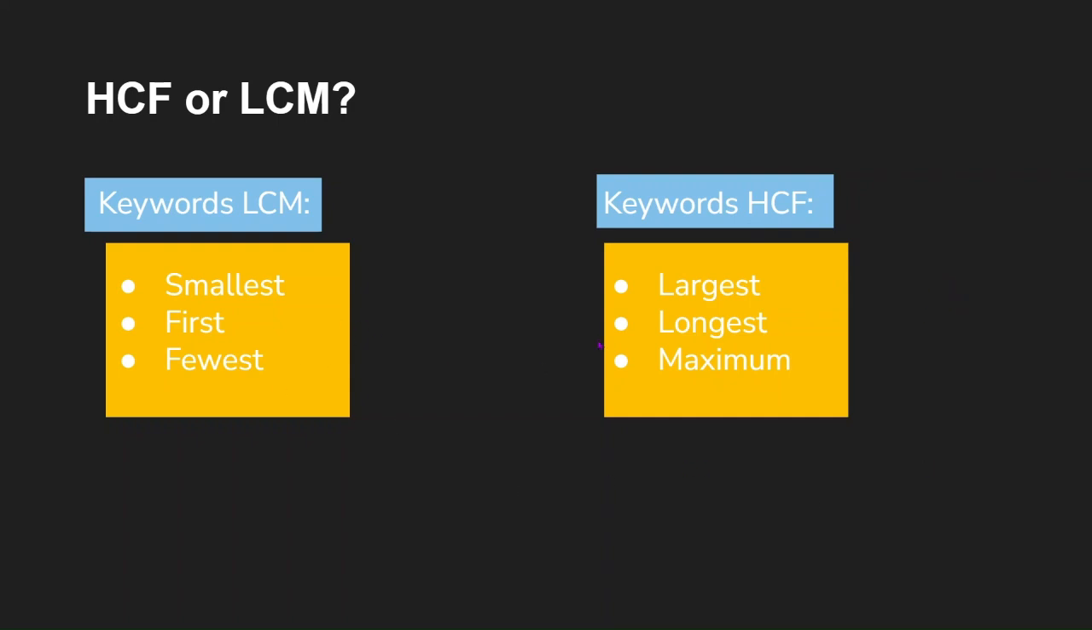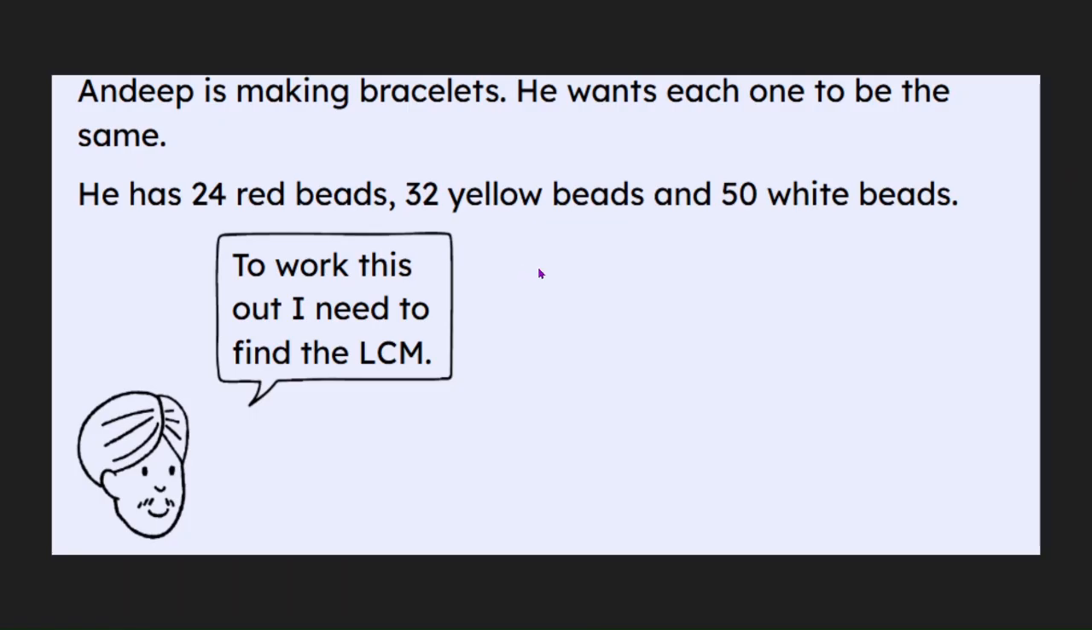However, you don't always see words like this in these problems. So these are good hints to find, but you won't always see them. You might have other words in your list as well. So for example, here is another question. Andeep is making bracelets. He wants each one to be the same. He has 24 red beads, 32 yellow beads, and 50 white beads. To work this out, I need to find the lowest common multiple, is what Andeep is saying. Is that true? All right. So we don't have any of our keywords here.